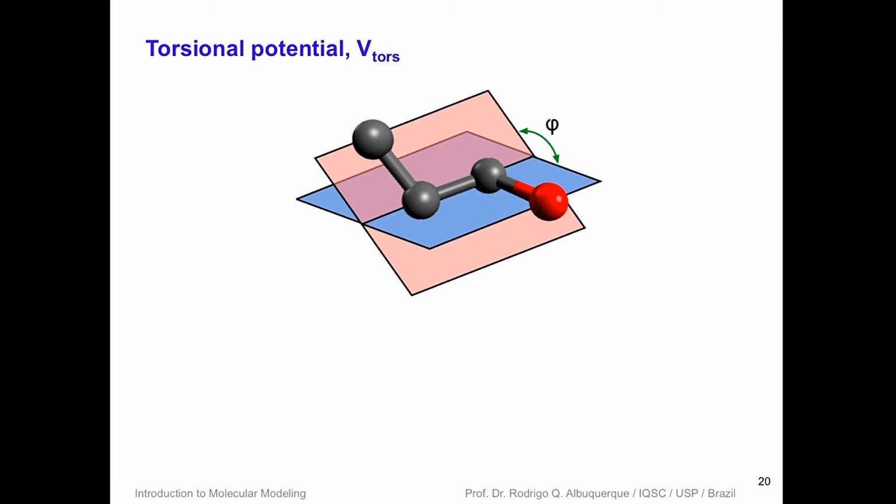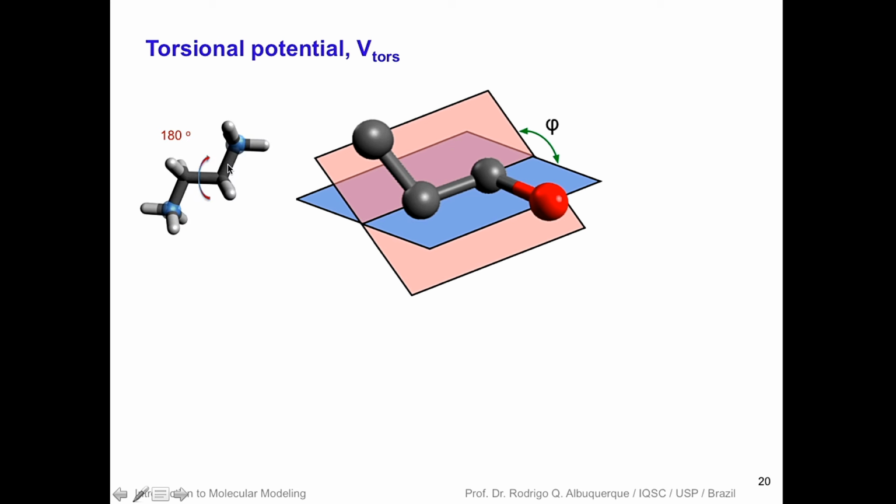Let's see now another term. It's called the torsional potential. And torsional potential arises when there's some rotation around one central bond, as shown in this case. You see that the three gray atoms are in the pink plane, and these three atoms here are in the blue plane. The angle between the blue plane and the pink plane is called the torsional angle.